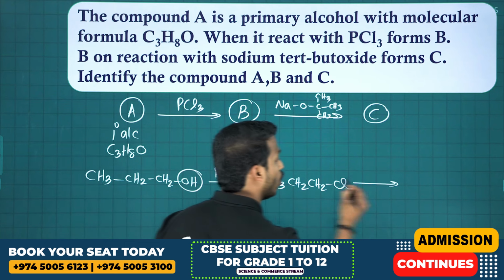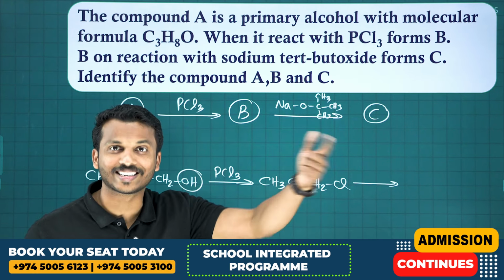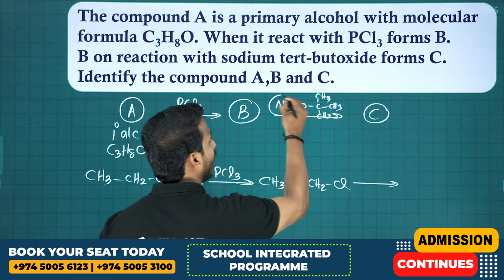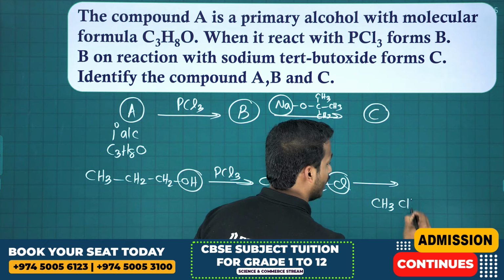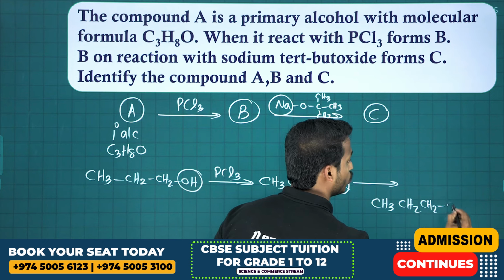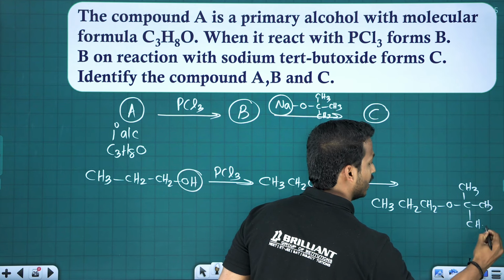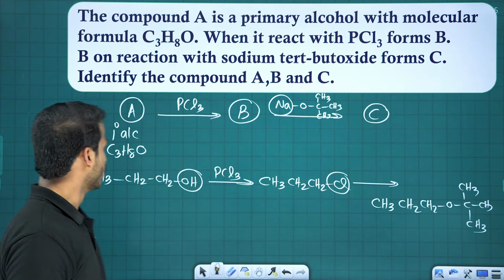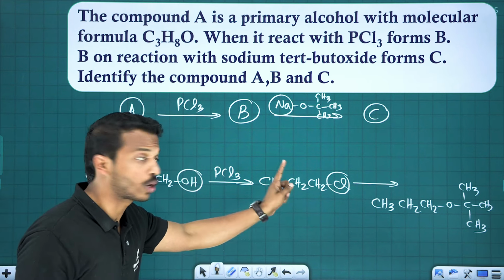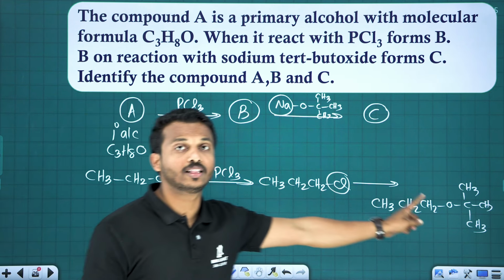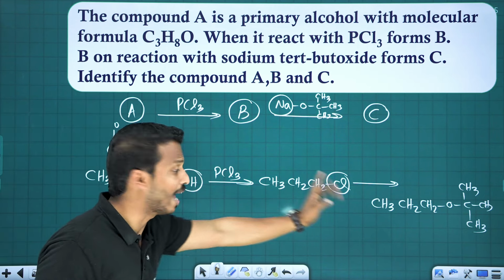Ready? What happened? Haloalkane reacts with the sodium alkoxide. Williamson ether synthesis. So the Na and Cl cut will join. You get CH3CH2CH2OC(CH3)3. You will get an ether. So the compound A is which one? Propanol. Compound B is which one? 1-chloropropane, and this is the ether that forms. Ready all? So these are the compounds A, B and C.